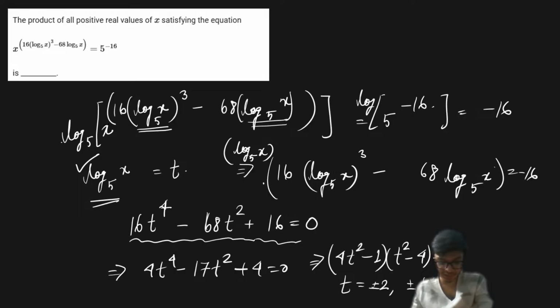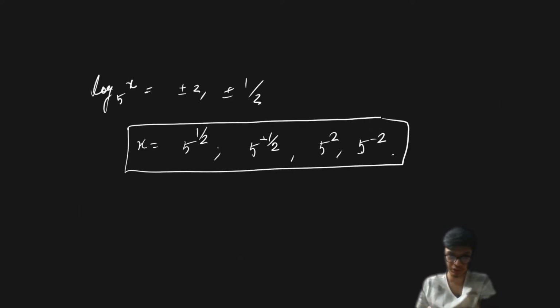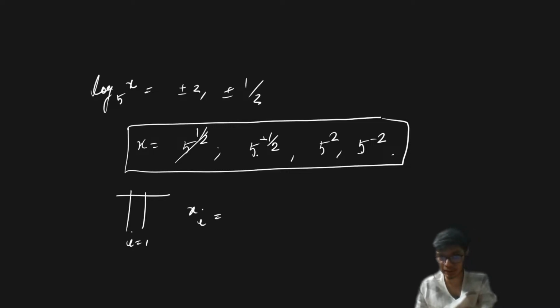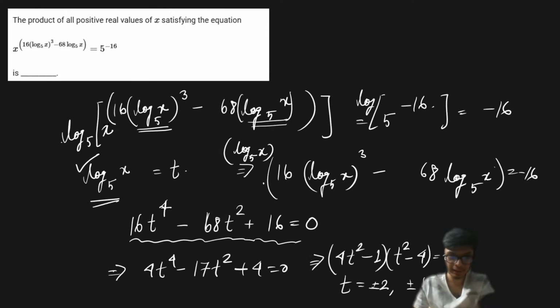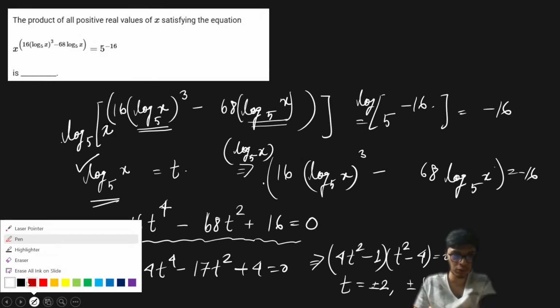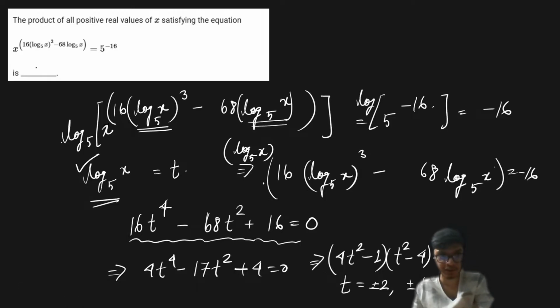Now we have to find the product of all the possible solutions. If I take the product of all the possible solutions of x, this part and this part cancel out to 1, and this part and this part cancel out to 1, and therefore the product is ultimately equal to unity, that is 1. So the product of all the possible real roots satisfying the equation is 1.